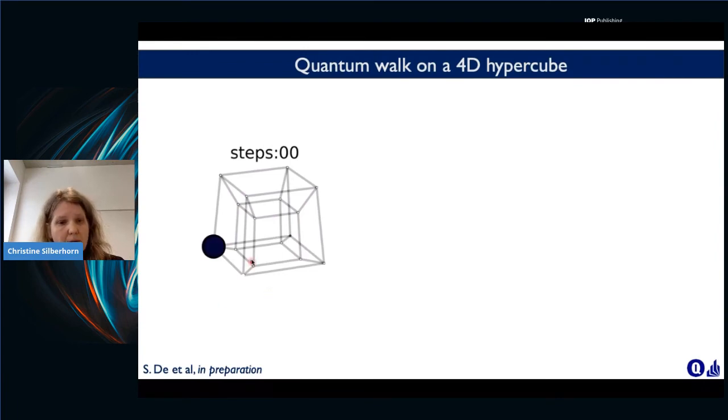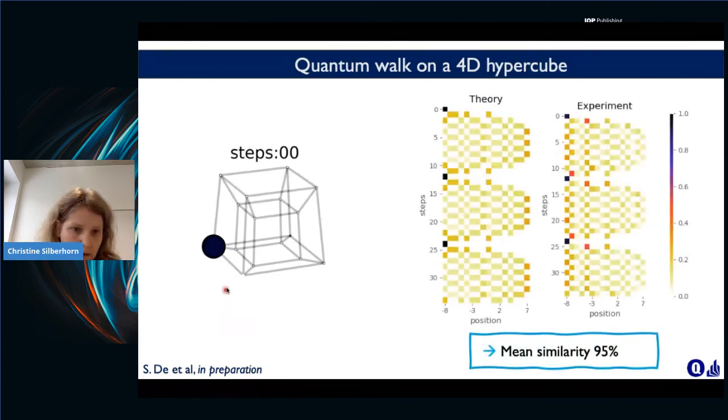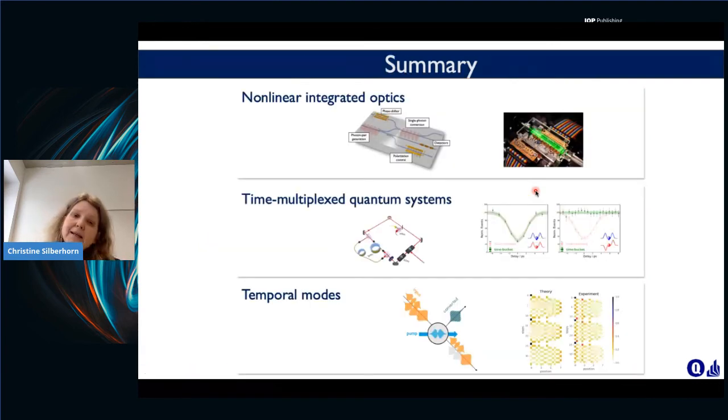Moreover, we can implement arbitrary coins, and we do the quantum walk in a 4D hypercube. Fortunately, it doesn't work now. Anyhow, we could measure these different probability distributions, and the similarity of our walks is excellent. So basically, we see with that, we can implement in the frequency domain arbitrary coin states, all kinds of unitaries on a really large Hilbert space. And we're quite excited to continue this research and to see what we can get out of that. With that, let me summarize.